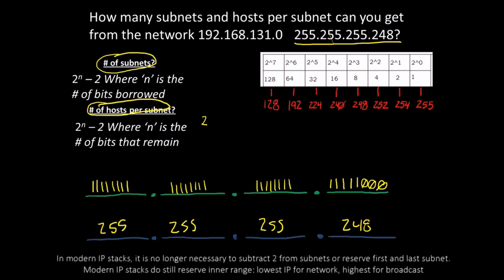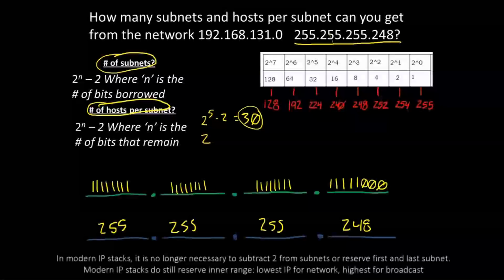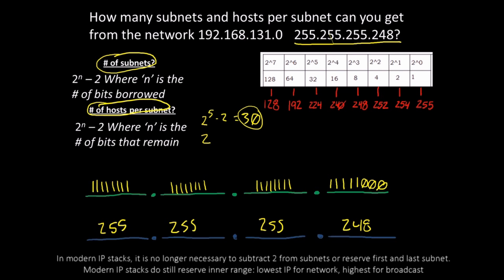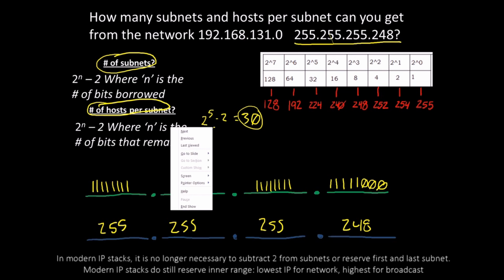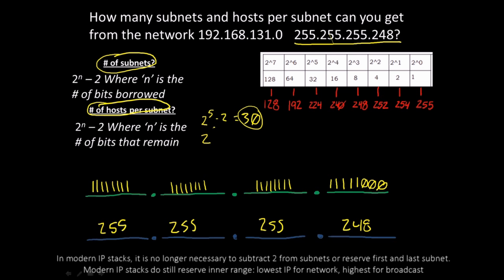And what I have here is 2 to the n, which is going to be the number of bits borrowed, which is 1, 2, 3, 4, 5. So 2 to the 5 minus 2, which is going to be 30. So our answer for the number of subnets is 30. So we already have that answer. And then we have 2 to the number of bits that remain, which is 3. So 2 to the 3, which is 8, minus 2 is going to be 6. Our answer here is 30 subnets and 6 hosts.